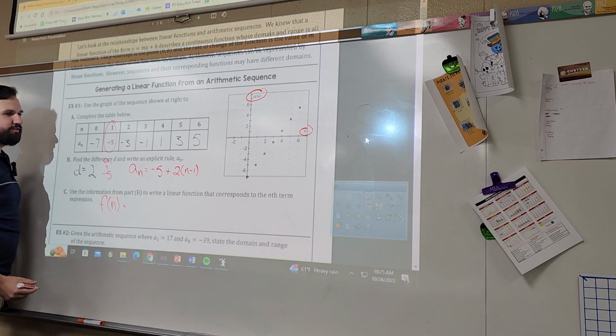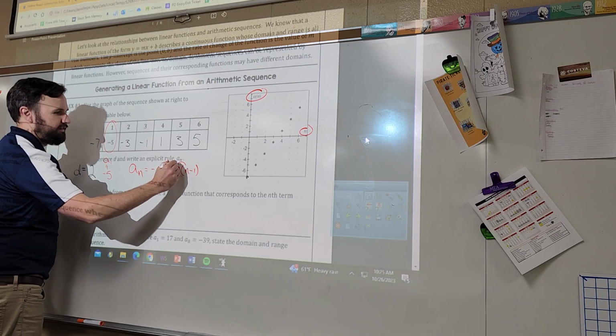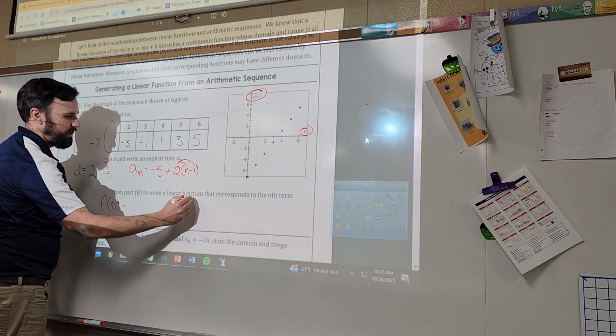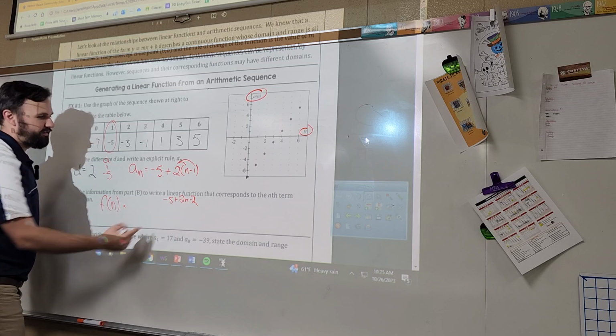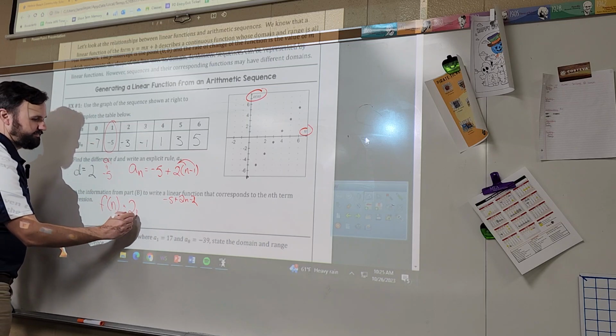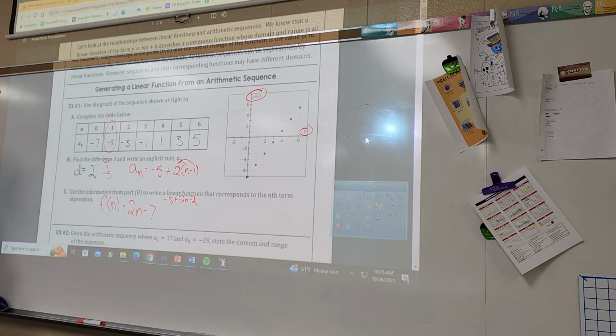Can I simplify this? That's what? 2n minus 2. What's that simplify into? 2n minus 7. Is that y equals mx plus b? Yeah. Is that something we've seen before? Yeah. All right, that's not so bad. See, I told you guys this section's not so bad. There we go. I did an example in record time, y'all. Any questions on this? I know I went quick.